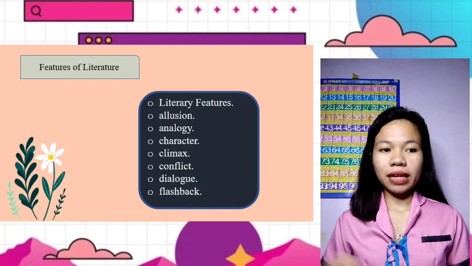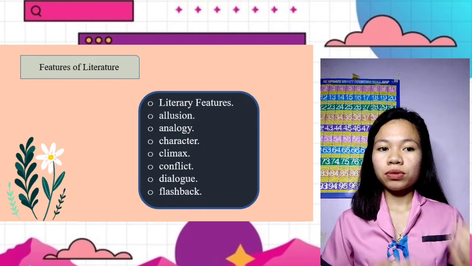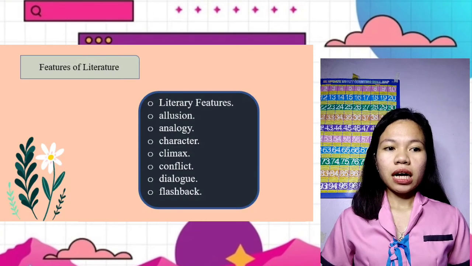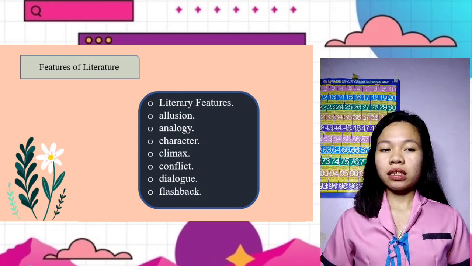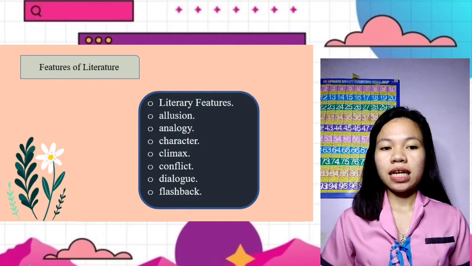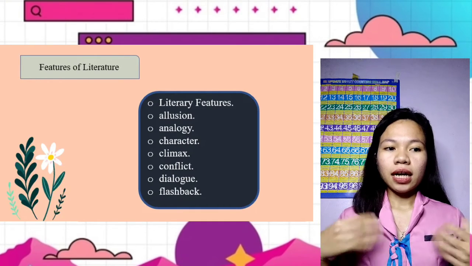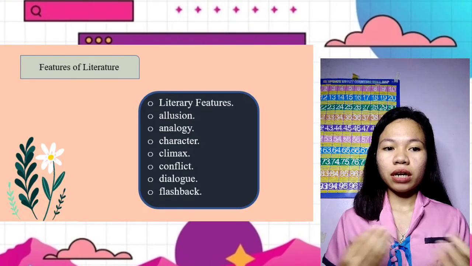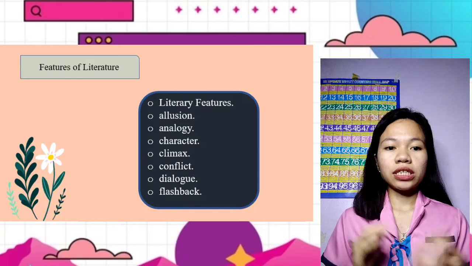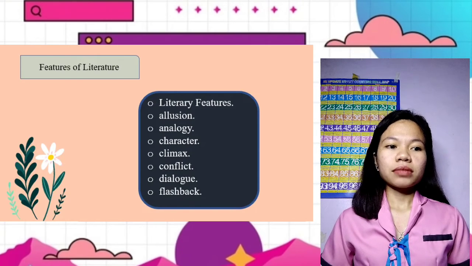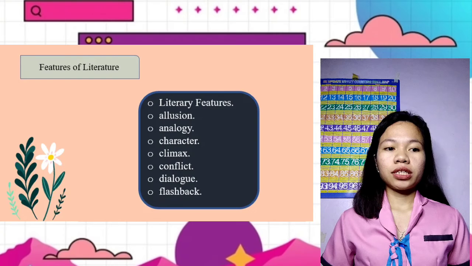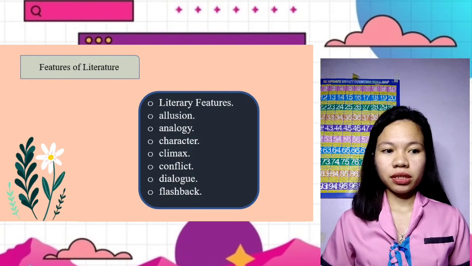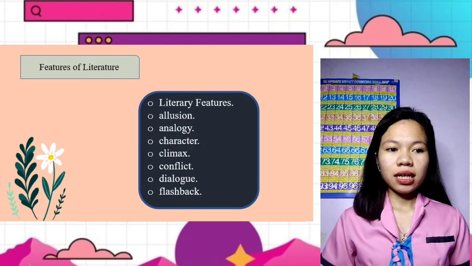And the fifth is the conflict. Conflict is a struggle between opposing forces. Sometimes the struggle is internal, or inside a character, as when the character strives to meet a self-imposed challenge, which is man versus himself. And the sixth is the dialogue. A dialogue is a conversation between characters. Writers use dialogue to reveal characters, to present events, to add variety to a narrative, and to interest the readers. And the last one is the flashback.